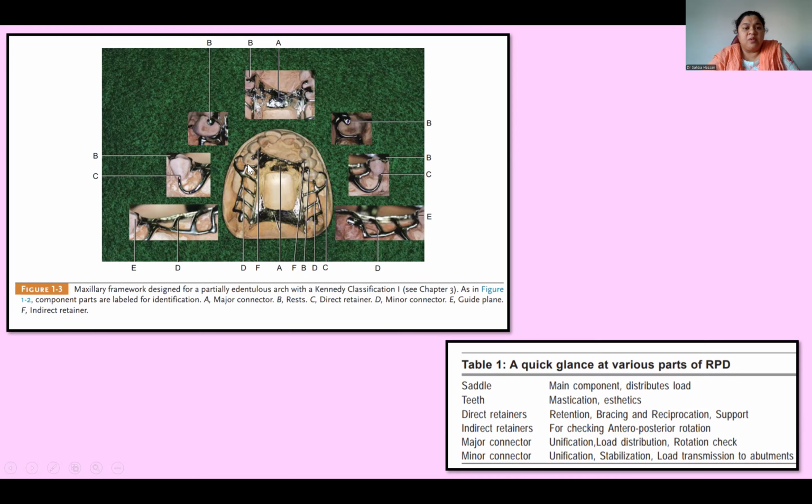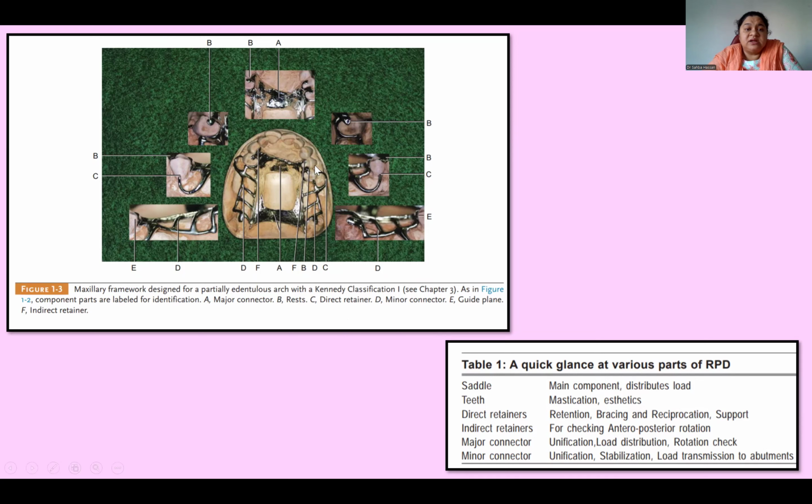B is the small parts on the occlusal surface, the rests, or indirect retainers. Those are very important because all the forces are vertical. Vertical forces are always good. They don't cause any harm. They act just on the tooth and cause the load to act vertically. Oblique forces will damage the prosthesis and the abutment tooth also. So B is the rest.